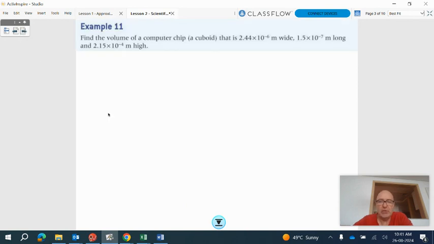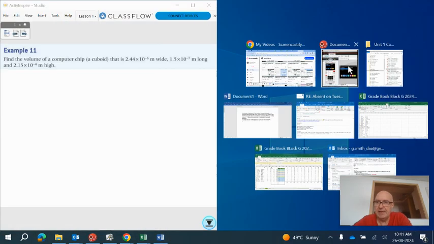Just going to do a question or two with you today, show you how to use the calculator a little bit. So we're asked to find the volume of a computer chip, which is a cuboid, and we're given these measurements. Let's have a look at how to do it on the calculator.